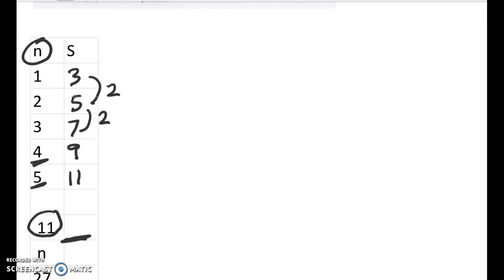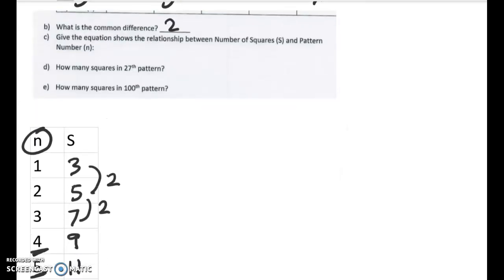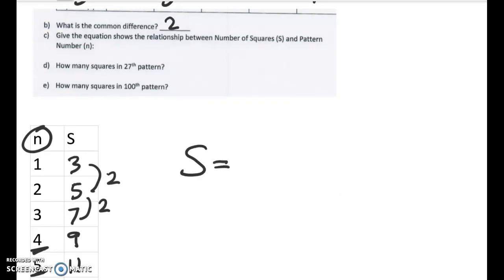To do that, what I want to do is to find the rule. And the rule is what we're going to put in here. So we're going to say, for the nth term, for number n, how many squares will there be? So if we look at what we've got, we're going up in 2s. So the number of squares is going to be 2 times the number. So 2 times n. But that's not going to be quite right.